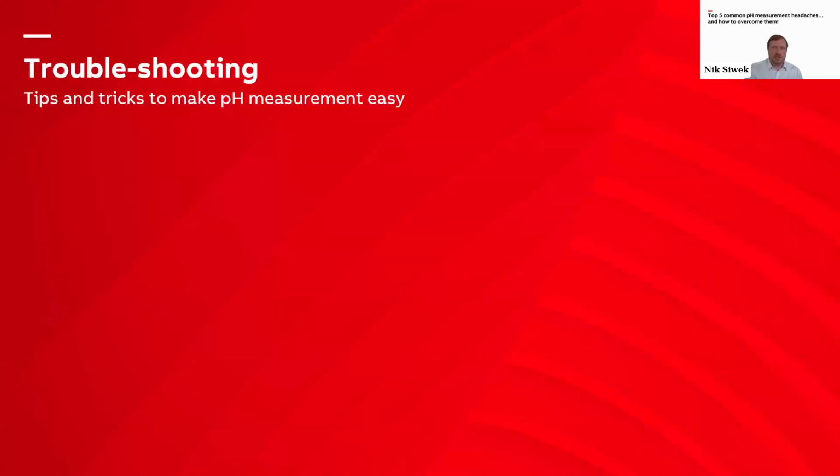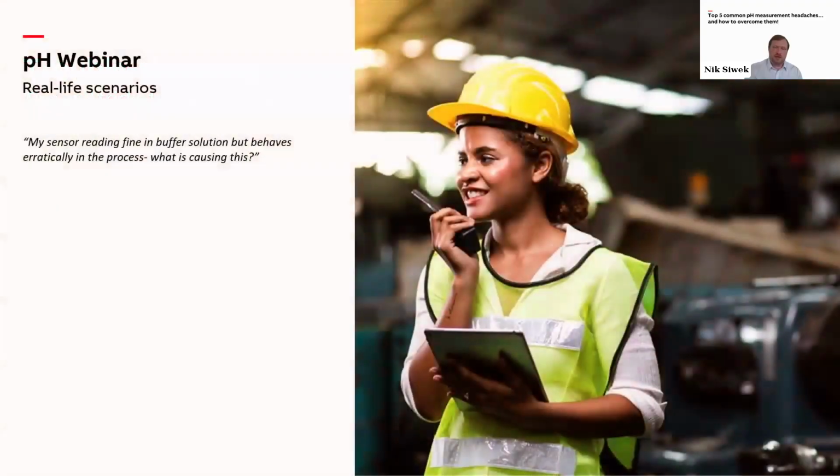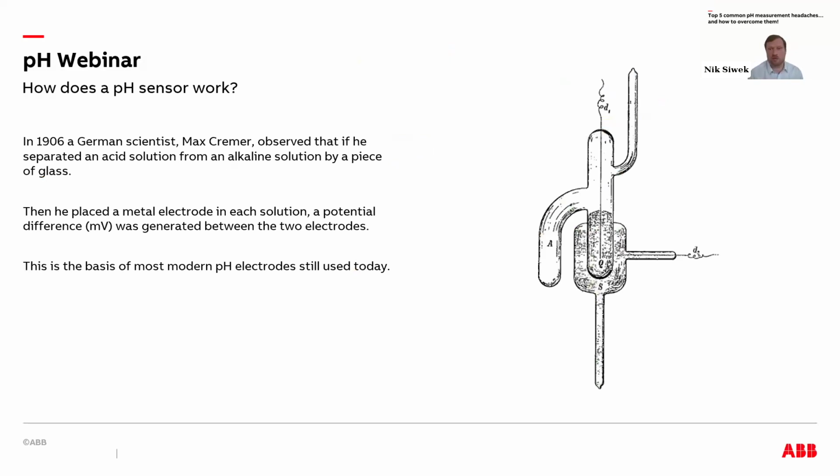Now, troubleshooting is also a common scenario. We get asked that often. As I alluded to earlier, a big one is my sensor reads fine in buffer solution, but as soon as they put it back in the process, it behaves radically. It jumps all over the place. There could be a number of different scenarios that contribute to this, but the main one is what's known as a ground loop. That happens when you have more than one grounding point in your sensor loop, essentially.